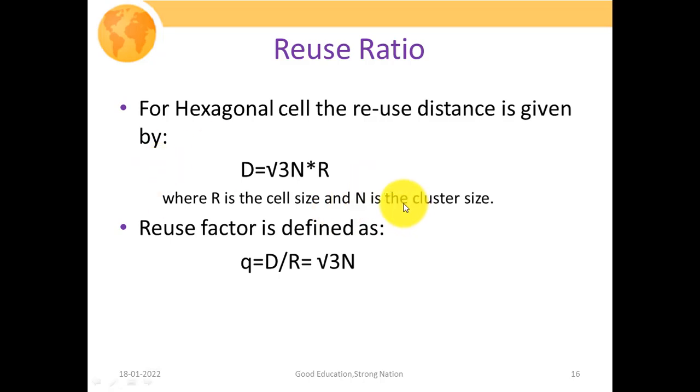Reuse factor is defined as the ratio of d by r, where d we had already defined as under root 3n times r, and r is your cell radius. This cell reuse ratio is denoted by a small q, and it is equal to d by r. So that turns out to be under root of 3n, and this reuse factor basically gives us the information about how many times we can further reuse our frequency bands in your cellular planning. So hopefully you guys have got the insight about the special geometry of your hexagon.